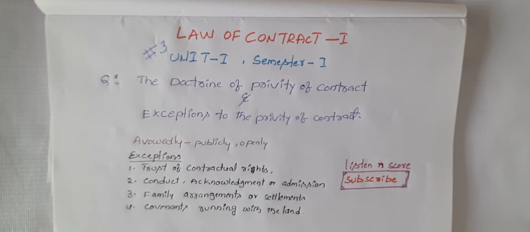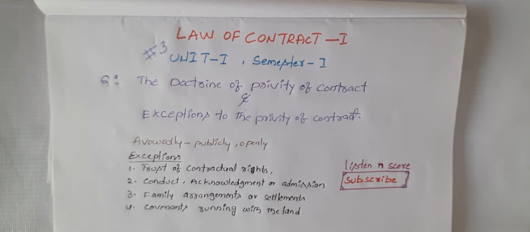Trust of contractual rights. A trust is created by one person and maintained by another person for the benefit of a third person. Trust is one of the exceptions to the doctrine of privity of contract. Rana Uma Nath Baksh Singh versus Jang Bahadur. Doctrine of privity of contract, exception: trust.